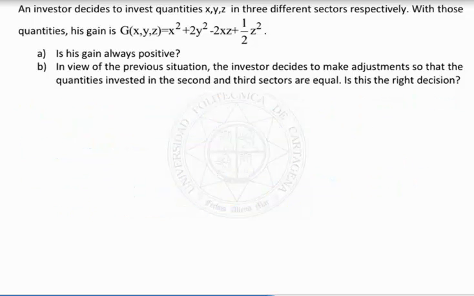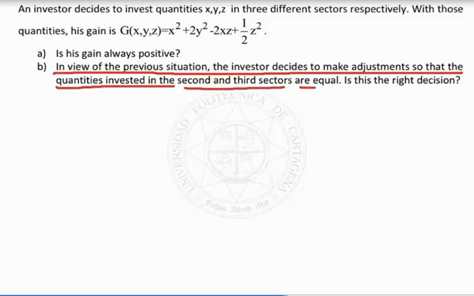To calculate section B, which asks if in the previous situation the investor decides to make adjustments so that the quantities invested in the second and third sectors are equal, the question given is: is this the right decision? By clearing the variables, we get that Y equals Z. So now we can replace Y in G.